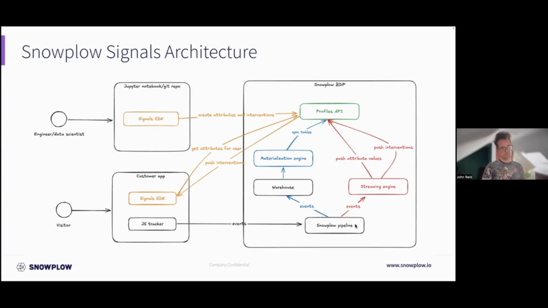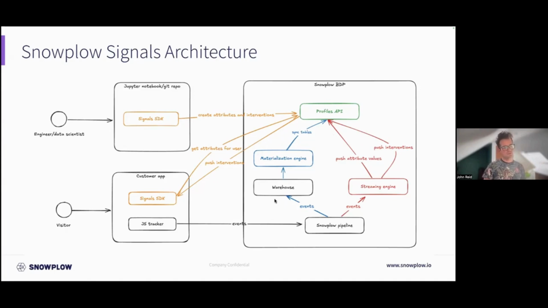These events flow into the Snowplow pipeline, and then there's basically two paths here. There's a hot path and a cold path. So some attributes can be calculated in real time by the streaming engine. And this is great for all the in-session stuff where you want to dynamically figure out and update something about the user, like what device are they currently on or what have they just added to their cart. These get stored in the Profiles API.